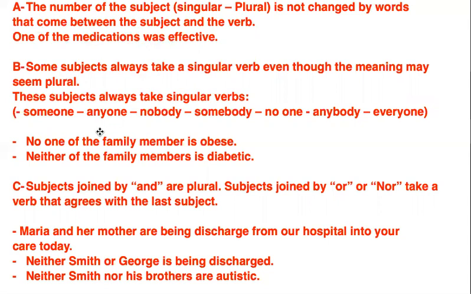Okay. Number 2. Some subjects always take a singular verb even though the meaning may seem plural. والحاجات دي احنا حفظناها مع بعض. These subjects always take singular verbs. Someone, anyone, nobody, somebody, no one, anybody, everyone. أي حاجة من الحاجات دي دايما singular. تاخد السنجلر verb حتى لو انت فاهم أو شايف إنها ممكن تكون plural. بس هي بتعامل معاملة السنجلر. For example, no one of the family members is obese. Singular. Neither of the family members is diabetic.